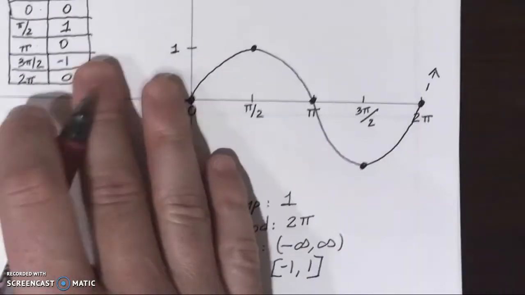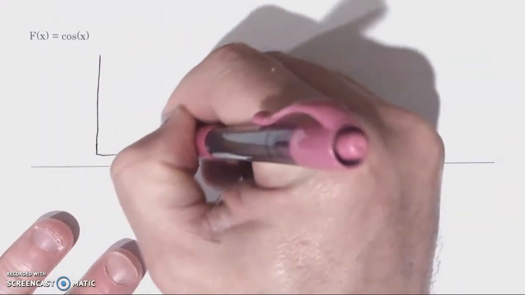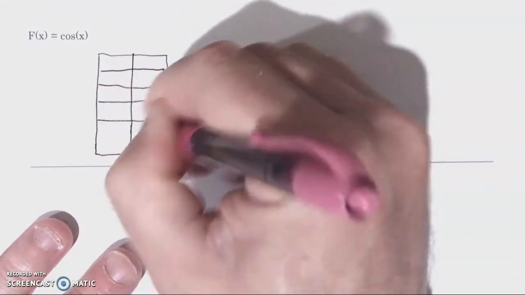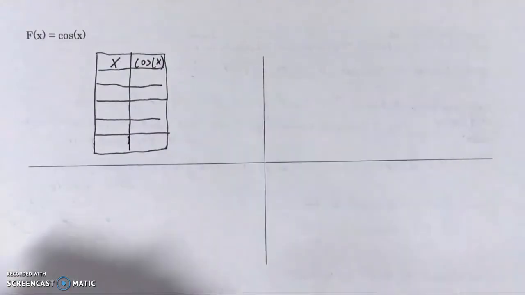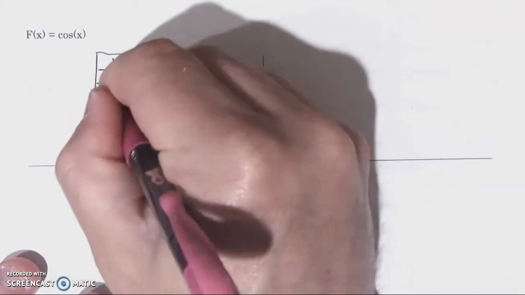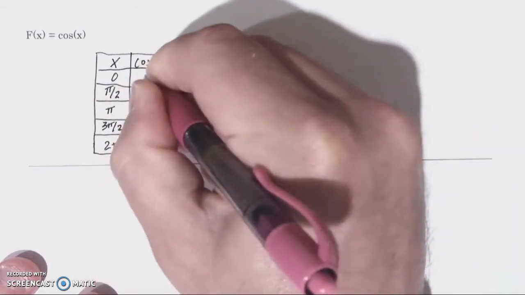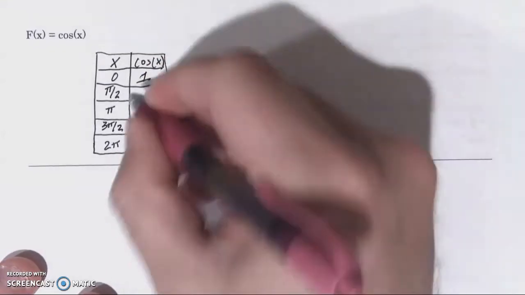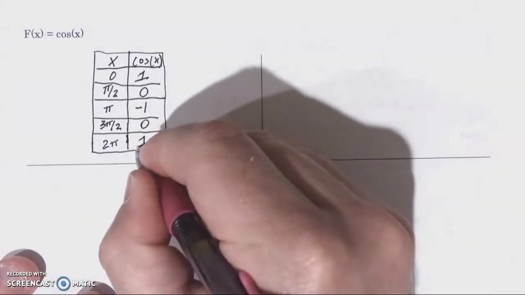We're going to do the same thing here for the cosine graph. Let's make our table of cosine values. This comes straight off of your unit circle. We're going to use the same x values because cosine will also take 2 pi to make one cycle. 0, pi over 2, pi, 3 pi over 2, 2 pi. At 0 degrees or radians, cosine is actually 1. At pi over 2, 0. At pi, -1. At 3 pi over 2, 0. At 2 pi back to 1.